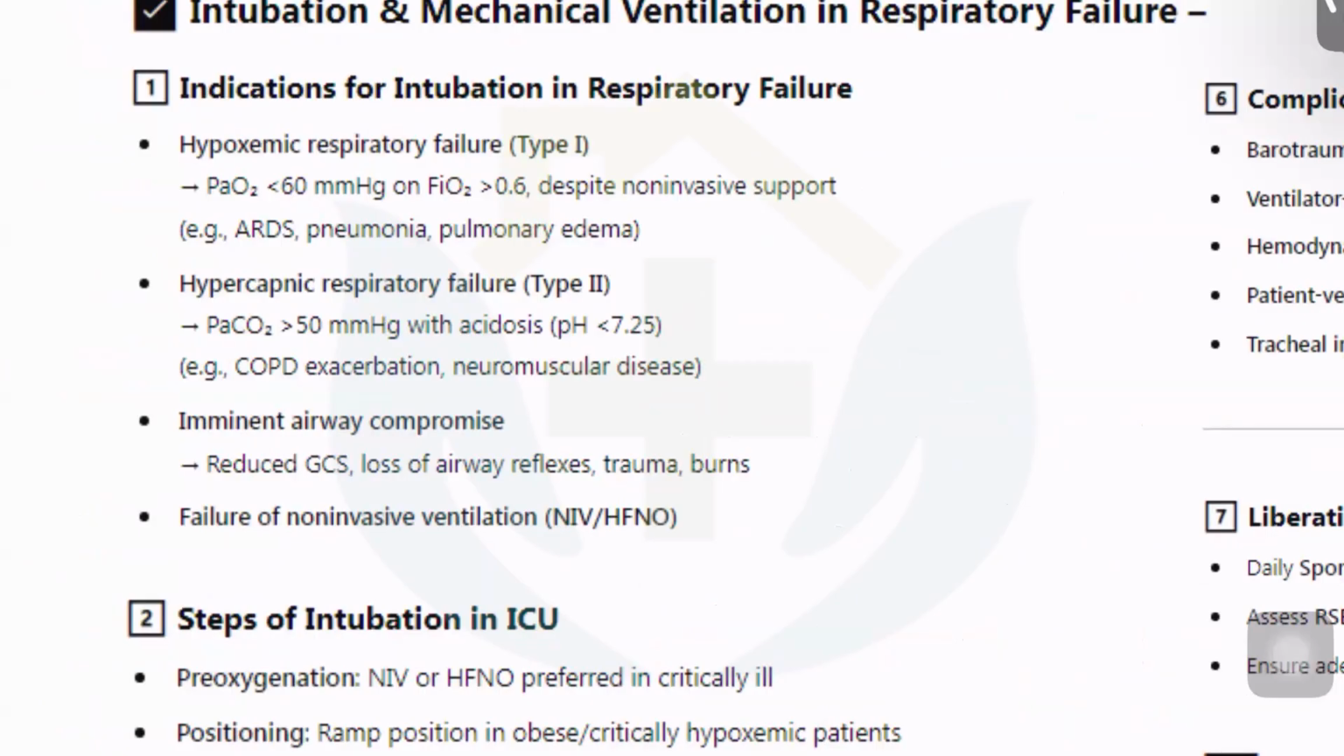Third is imminent airway compromise. Suddenly the patient has a seizure. Suddenly there is a drop in GCS. The patient has a history of trauma or burns or whatever, contributing to airway compromise. And fourth is failure of non-invasive ventilation. You put the patient on NIV, the patient is agitated, the patient is not cooperating. This is failure of non-invasive ventilation.